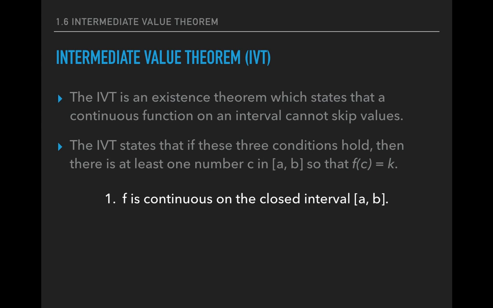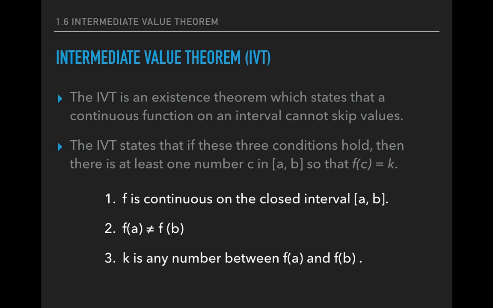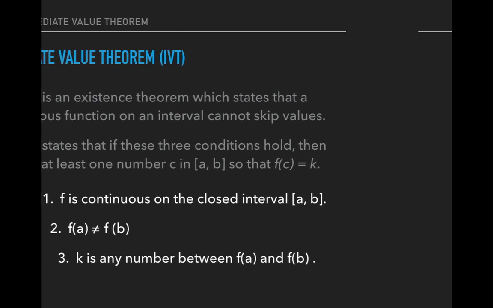F, first of all, is continuous on the closed interval between the x value A and the x value B. First condition: it has to be continuous on that entire interval. The second condition is that f of A cannot equal f of B in order to be able to use this theorem. And K is going to be a number that falls between the output of your function at A and the output of your function at B. Those are our three conditions.